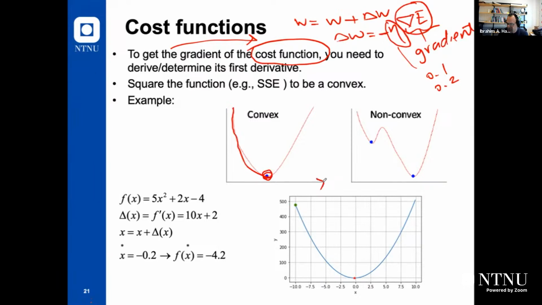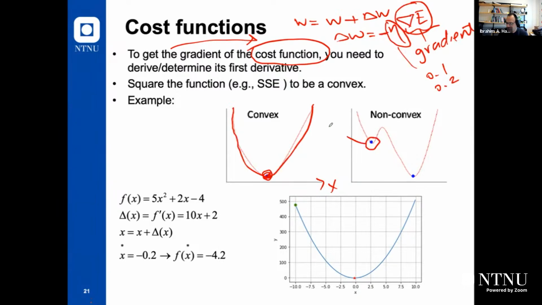We will find the x value which makes this function minimum. This one is a convex function, which is easy to solve, and there is a guarantee that we will be able to reach the minimum point. But maybe this function will be non-convex, and when it is non-convex, it will be challenging, because maybe you will end up in a location like this one. This one is not the optimum solution.